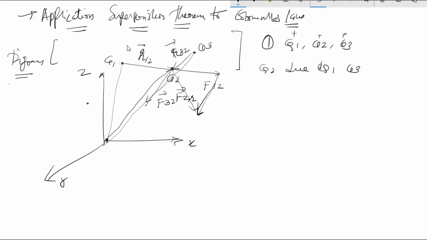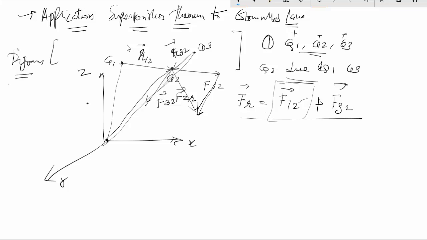What the superposition theorem is saying is that I can find the resultant force by considering each of these charges acting independently. So first I will consider that the system is having only F1 and F2. I will find the force on Q2 due to 1, and then I will find the force on Q2 due to 3. And finally, when I do the summation, I will find the resultant force.